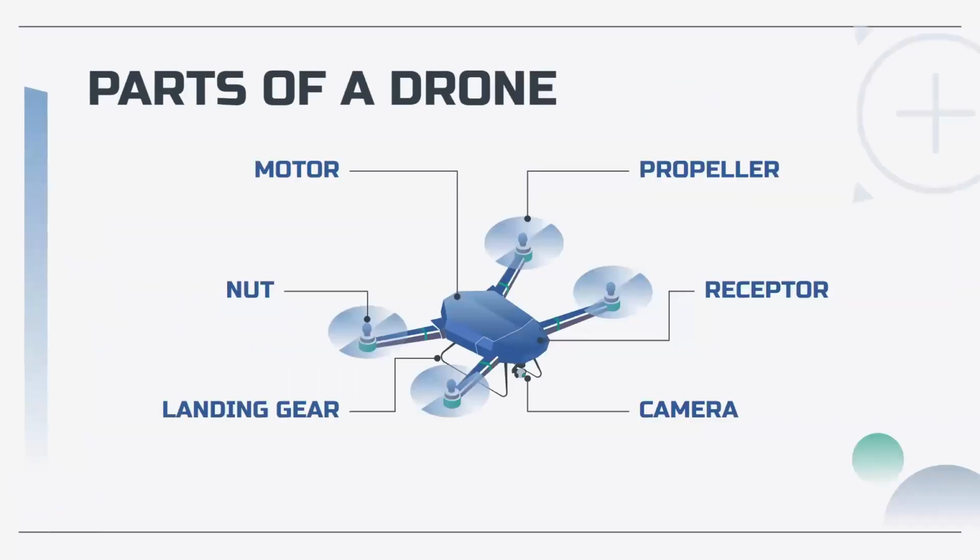The parts of the drone. A drone usually has 4 propellers, and the propellers are connected to the drone body by a nut. The main body has a motor and a receptor, and there's also sometimes a camera attached below. And obviously, it needs some landing gear so we don't damage the main body every time you land.